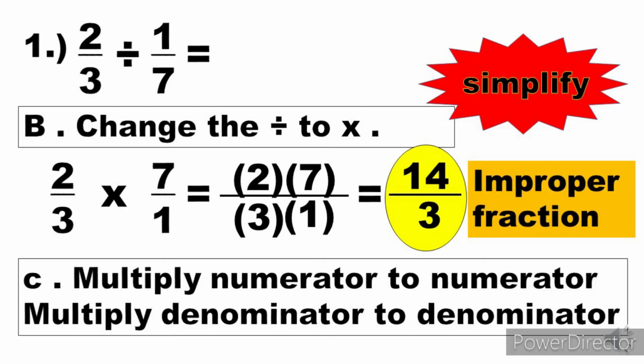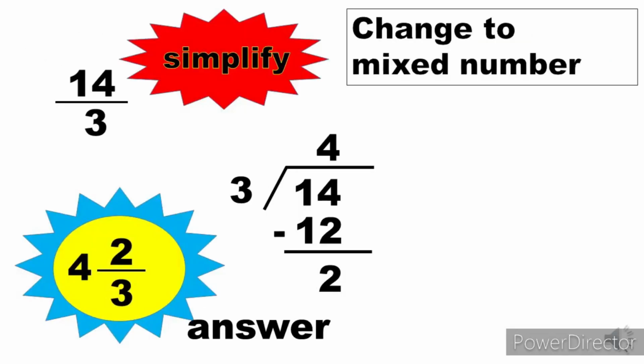Kapag ang quotient ay improper fraction, kailangan nating i-simplify at gawing mixed number. Para maging mixed number ang 14/3, i-divide natin 14 divided by 3. 14 divided by 3 is 4, so 4 times 3 is equal to 12, and then subtract natin, 14 minus 12 is equal to 2. Okay, so yung quotient natin, which is 4, yun yung whole number. And then, yung 2 na remainder, gagawin natin siyang numerator. And then, yung 3 na divisor, gagawin natin siyang denominator. So, equivalent ng 14/3 is 4 and 2/3 sa mixed number.